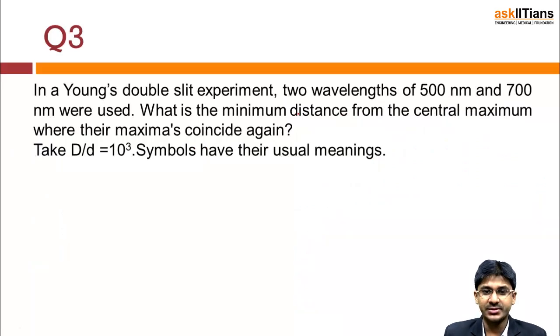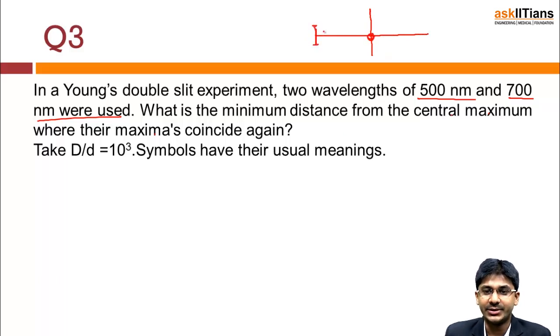Now in a Young's double slit experiment, it's given to you that two wavelengths of 500 nanometer and 700 nanometer were used. What is the minimum distance from the central maximum where their maximas coincide again? So let's draw a figure. Suppose this is the screen, this is central maxima, these are the sources.